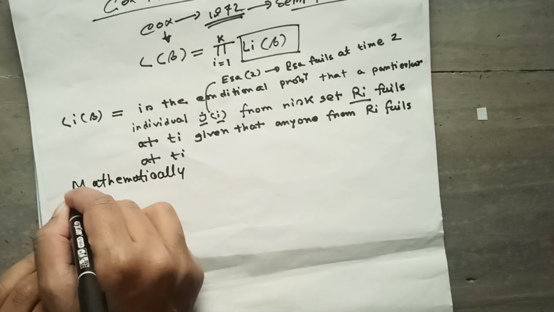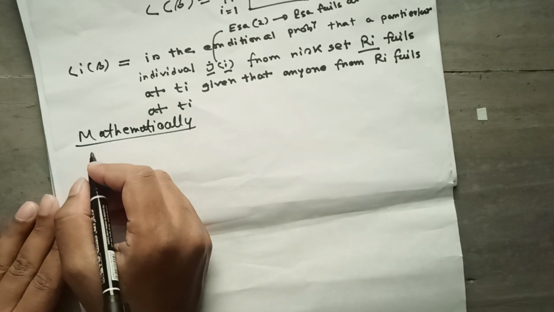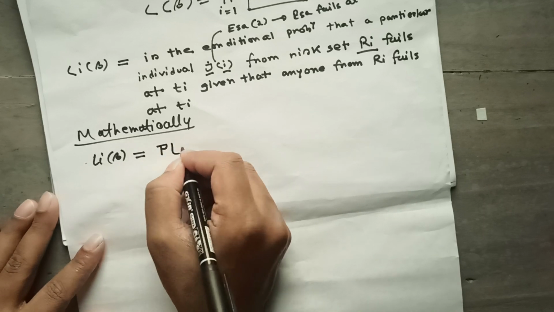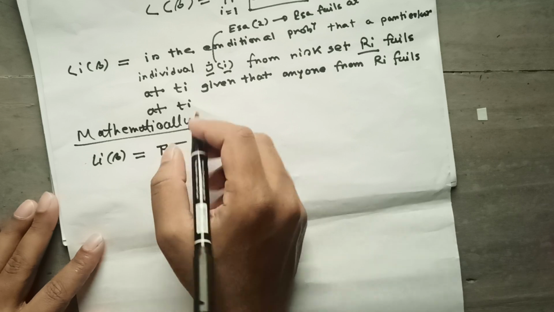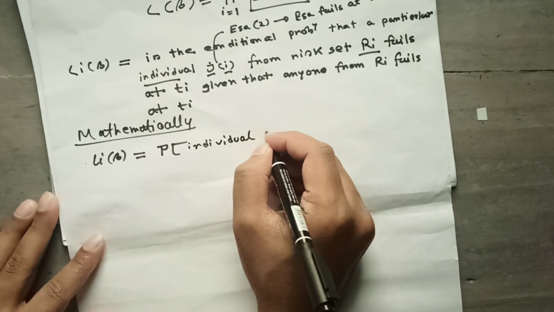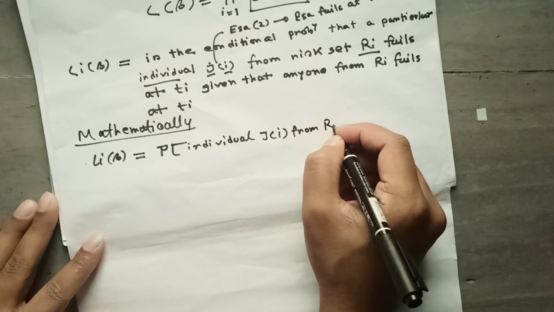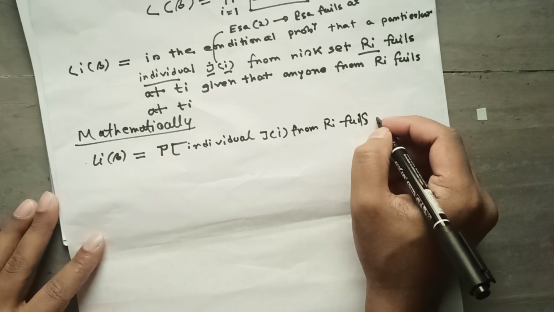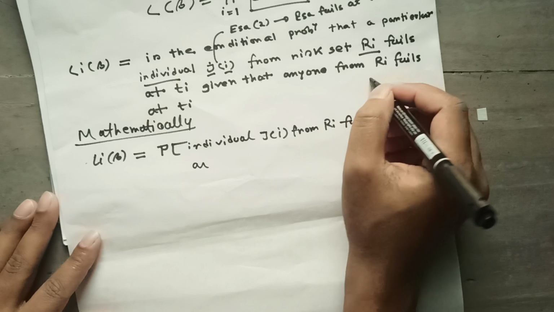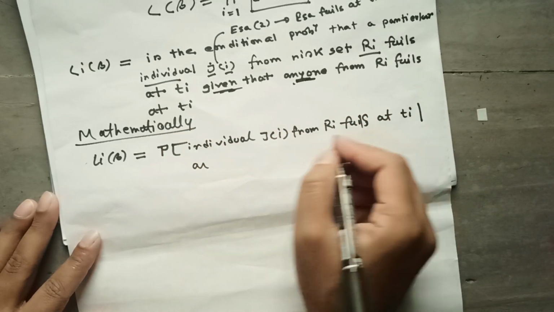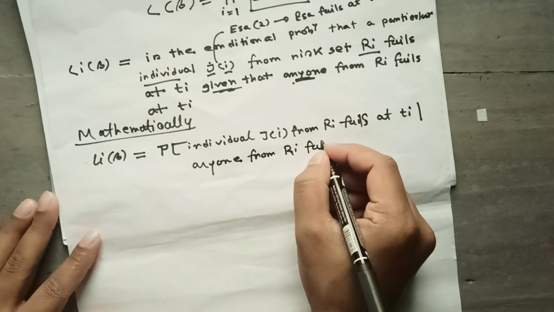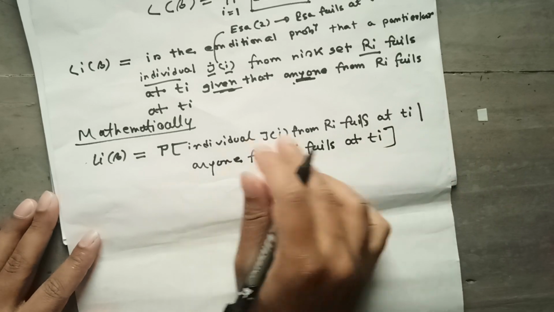Mathematically, we can write Li of beta is equal to the probability of individual Ji from Ri fails at Ti, given that any one from Ri fails at Ti.